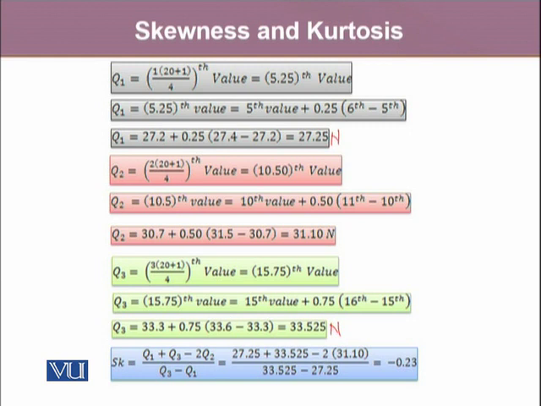If we use this information in the coefficient of skewness given by Bowley, it turned out to be minus 0.23, which also shows that this coefficient of skewness is less than 0, which means that the distribution of our variable is negatively skewed.